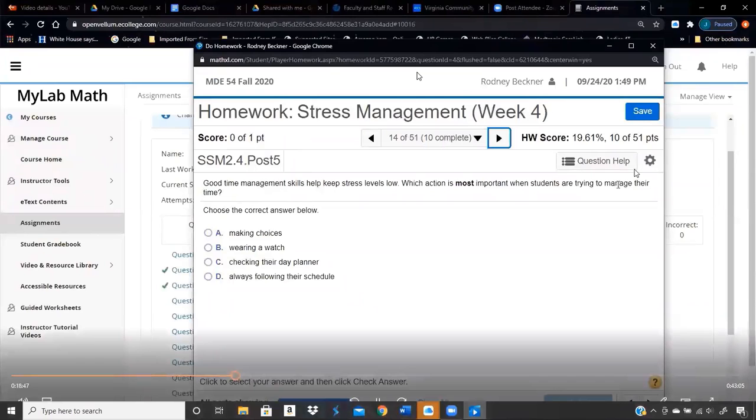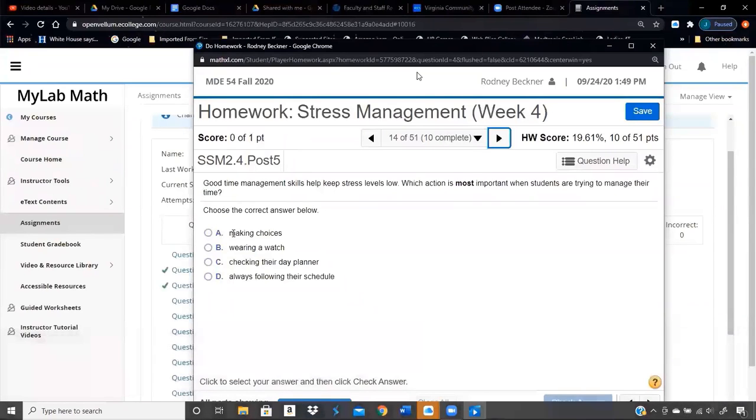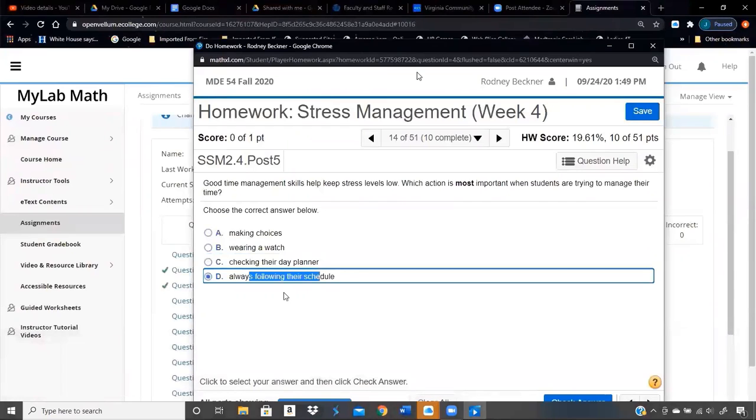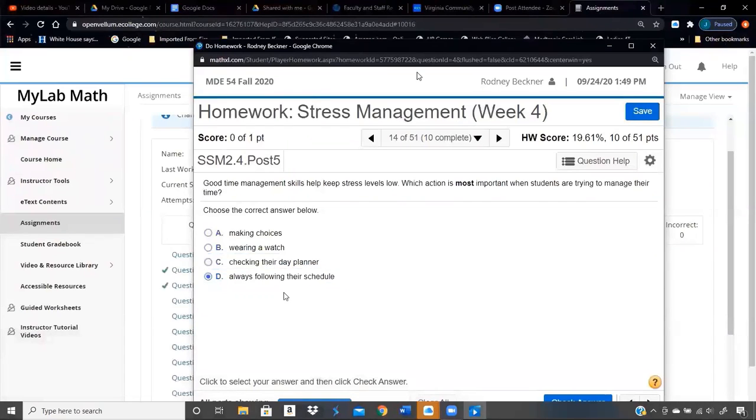So which action is most important when students are trying to manage their time? Making choices, wearing a watch, checking their day planner, or always following their schedule. Wearing a watch is helpful because you can look at the time, but checking their day planner or always following a schedule, those immediately just have a little more pizzazz to me for this. I mean, it could have been making choices, but it just doesn't seem to be the most relevant.